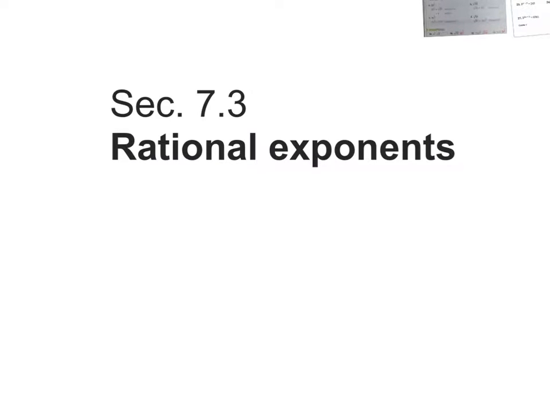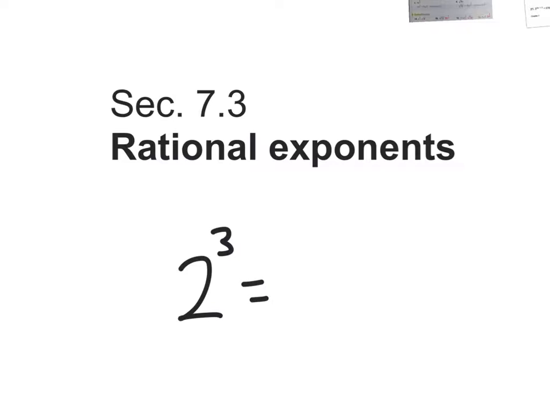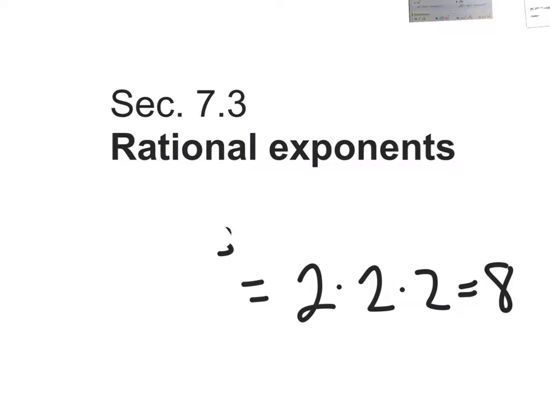Start with the title itself, Rational Exponents. We already know what an exponent is, right? So for example, 2 to the third power: the exponent is the 3, the base is 2, and the exponent tells you how many times to multiply the base with itself. So in other words, 2 times 2 times 2, which is 8. So we all know what an exponent is.